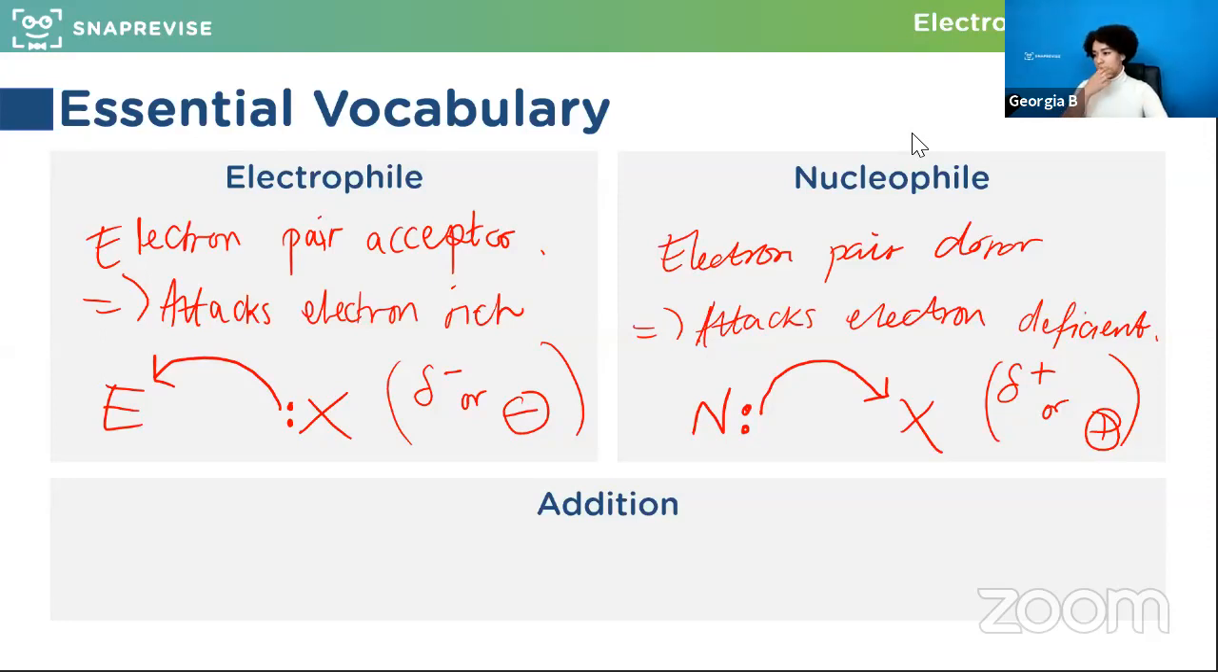Cool, wicked. So the last thing we want to define now is addition. When we're talking about an addition reaction, what do we mean? And I want this sort of in terms of pi bonds and sigma bonds. Any ideas? In terms of pi bonds and sigma bonds, what does addition mean? It is when you add an element to a molecule.